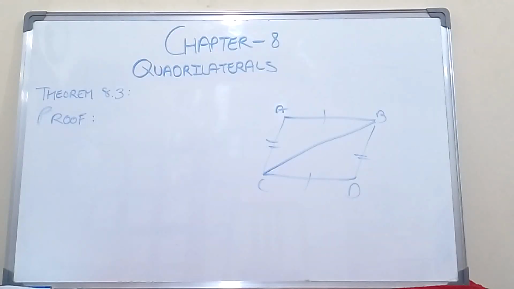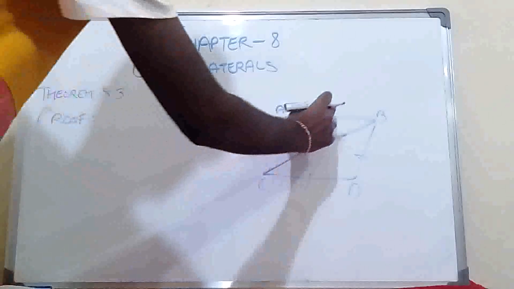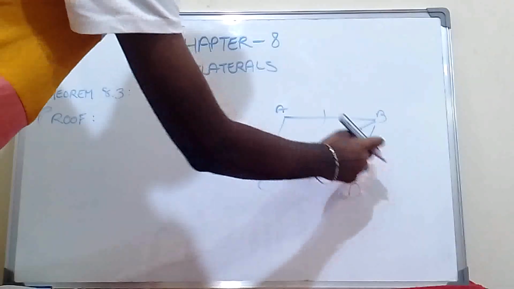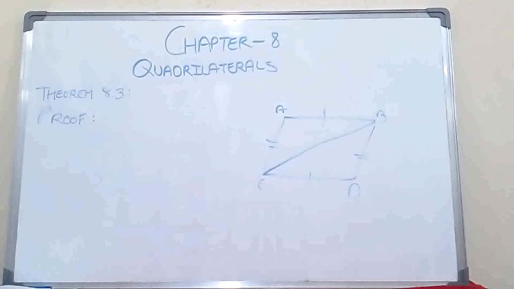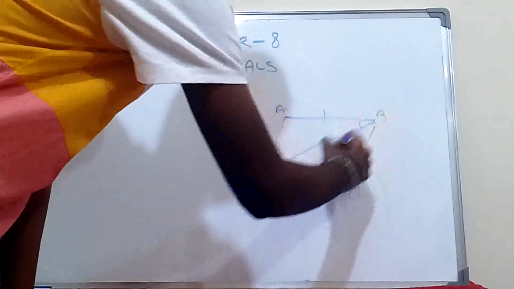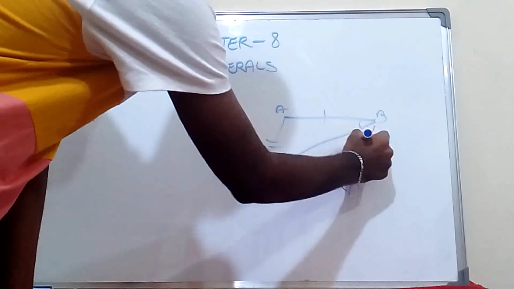So let's see. We can tell that these two triangles are congruent because of SSS, because you can see that all the three sides are equal. AB is equal to CD, AC is equal to BD, and BC is common. So we can tell that these two triangles are equal. If these two triangles are equal, we can tell that this angle is equal to this angle, and this angle is equal to this angle because of CPCT.